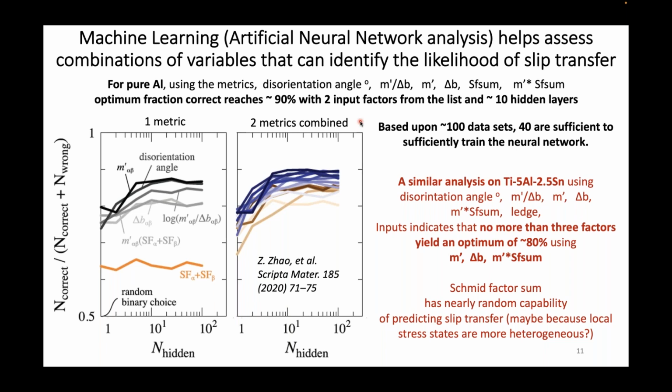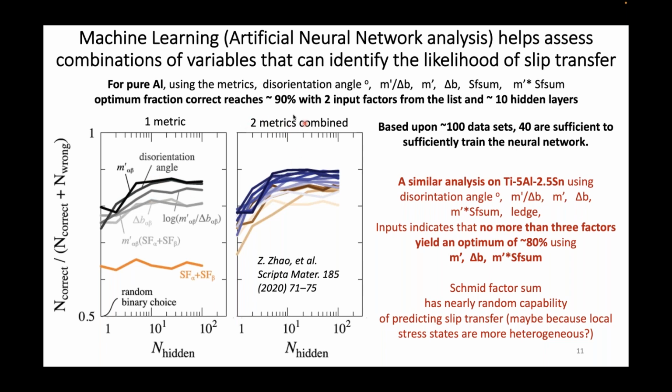Well, I have one slide here just talking about what we've done on the aluminum case. If we just use one of the metrics from this list, like the disorientation angle or the delta B, or there's a couple of others here, we can figure out with an artificial neural network analysis how many hidden layers we would need in order to get the best predictive capability. So that's the number of correct compared to the number of correct plus the number that are wrong. And we get maybe not quite 90% with just a single metric. And clearly the disorientation angle or the m prime parameter seem to be the best ways to do that.